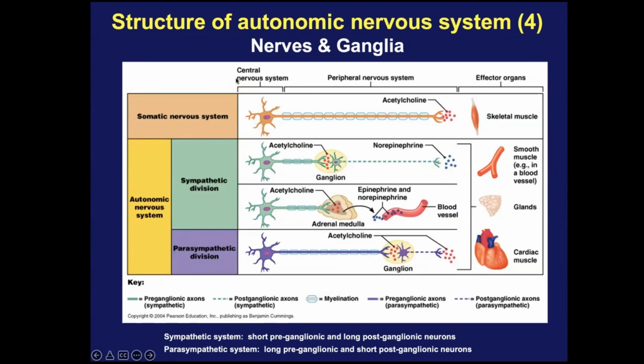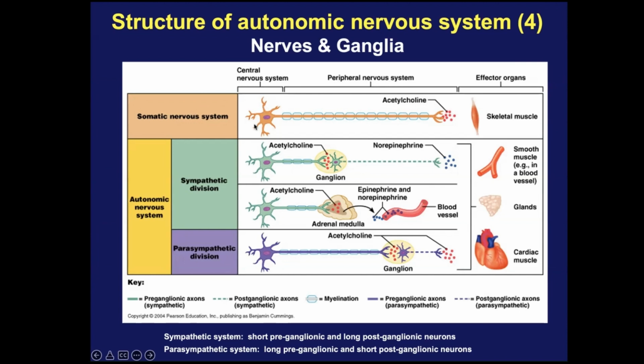Here shows the comparison of the somatic nervous system and the autonomic nervous system. First, we can see the cell bodies. The cell bodies of the first neurons are always located in the central nervous system. In the somatic nervous system, the fiber of the neuron directly connects with the target cell. In this case, it is the skeletal muscle, and they form the synapse.